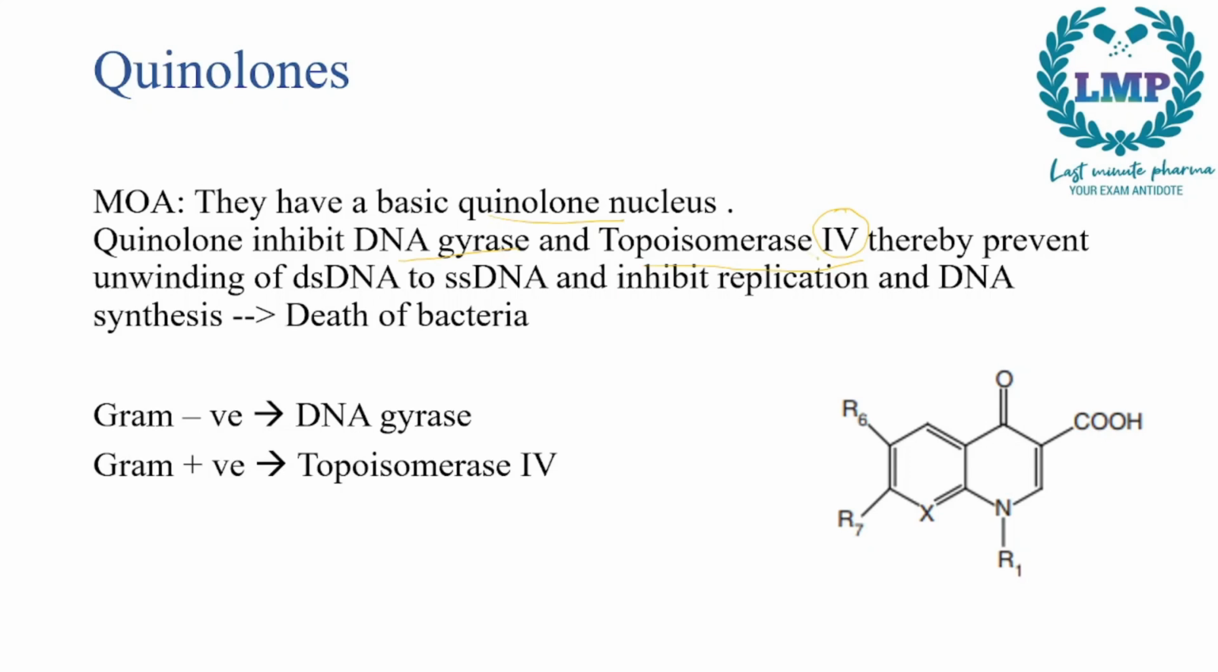So topoisomerase 4, and thereby it prevents the unwinding of the double stranded DNA to a single stranded DNA, and it will inhibit replication and DNA synthesis, which will ultimately lead to the death of the bacteria. Now when it comes to gram-negative organisms, DNA gyrase helps in the death of the bacteria, whereas in gram-positive we have topoisomerase 4, which plays a major role in the death of the bacteria.